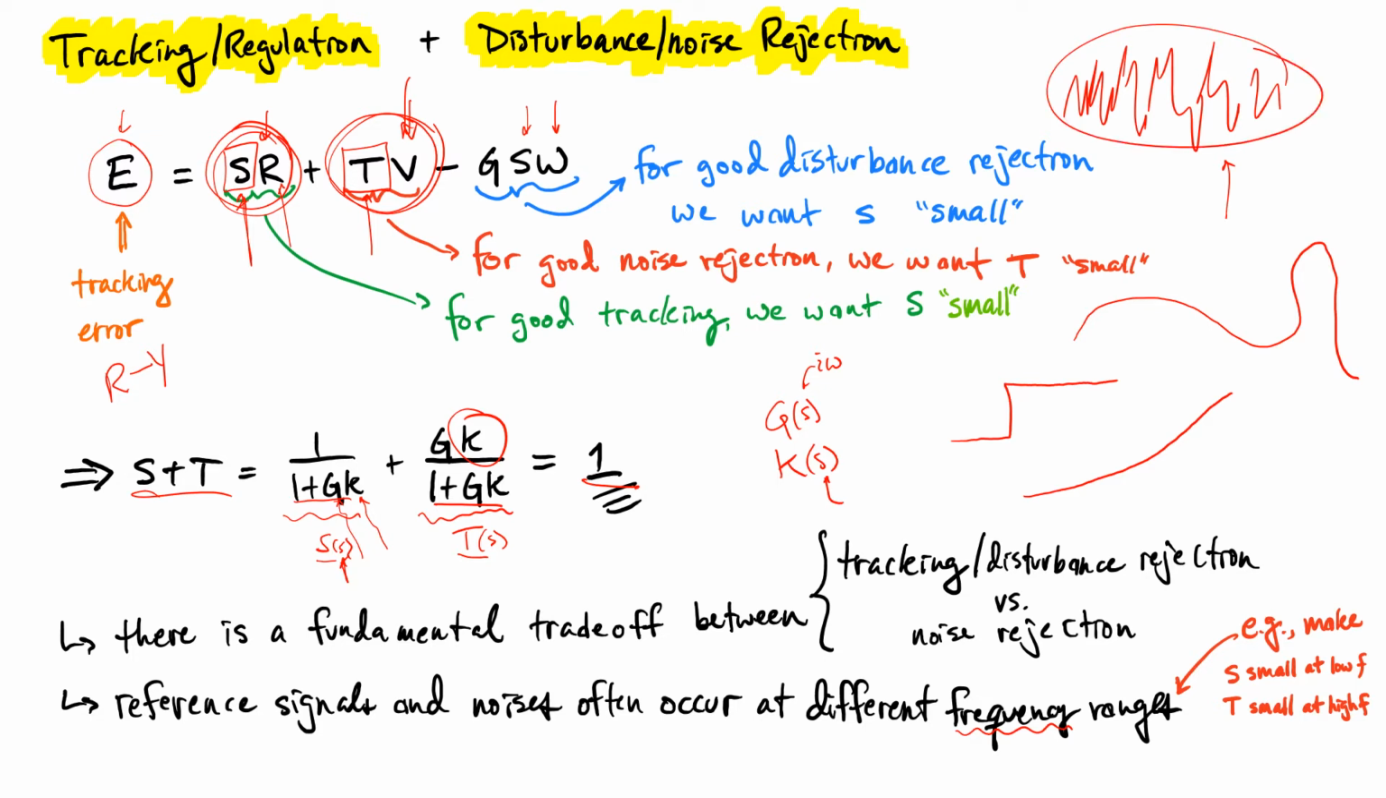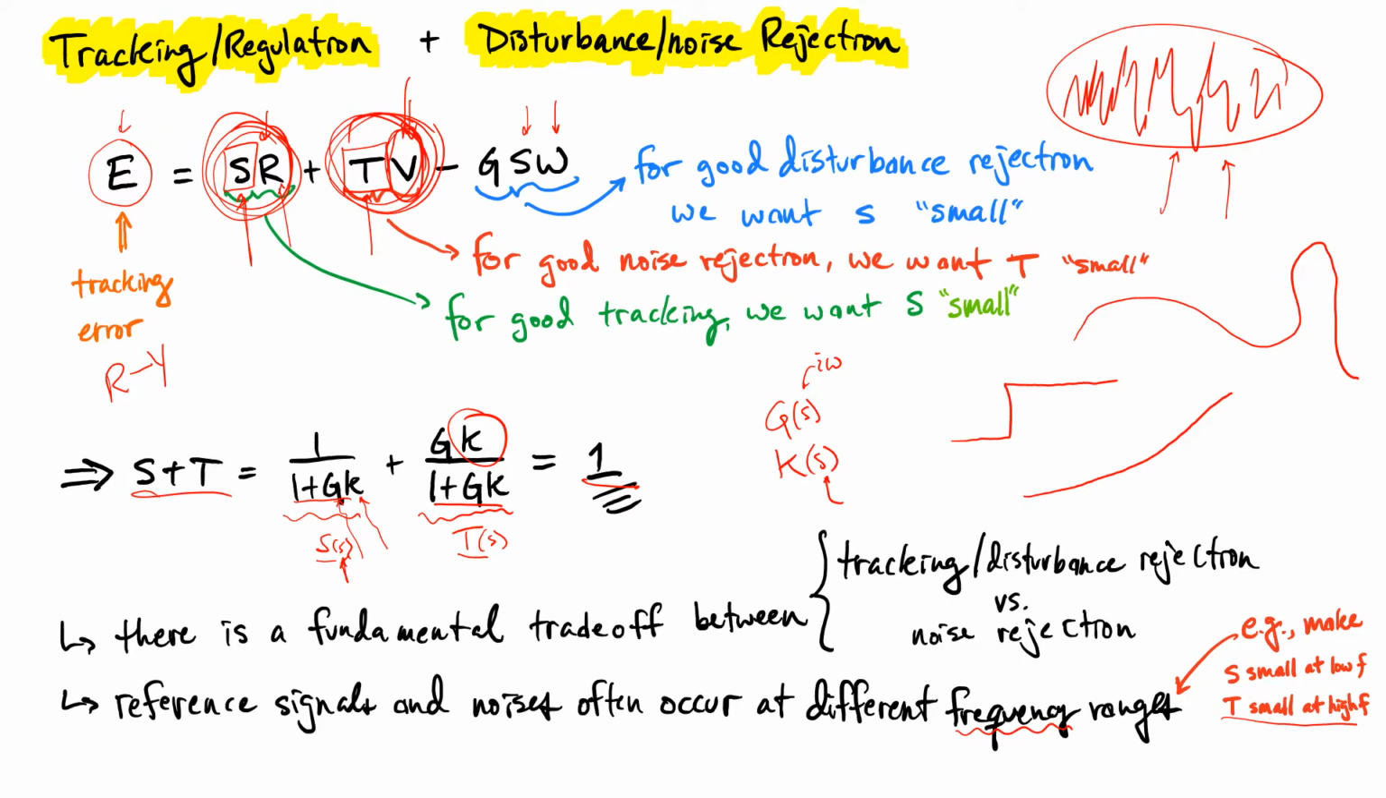And so what we're going to get an appreciation for with one of the labs is being able to understand the fact that this noise has high frequency content. And so that motivates us to essentially make S small at low frequencies, so that means it's good for tracking at low frequencies, and then make T small at high frequencies, where the noise is really present. The noise is really present at those high frequencies, so that's when we make T small.